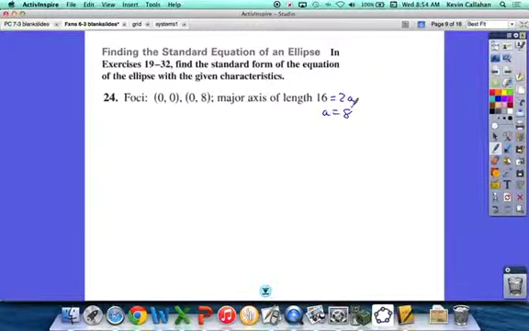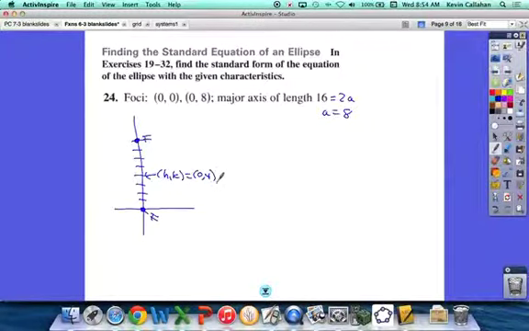If I plot these two points, that would be (0, 0) and (0, 8). Right, these are foci. Okay, so where's the center? Halfway in between the foci, right? The center is halfway in between the foci. It's halfway in between the vertices. So where will it be? (0, 4), right? So the center, h, k, is (0, 4).